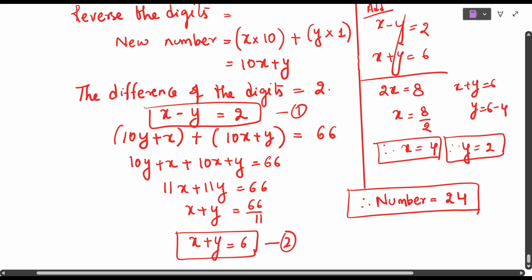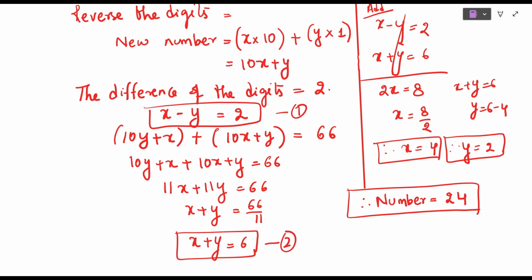The number is 24 and the reversed number will be 42. So the number may be 24 or 42. Both numbers we can have. If the number we got is 42, the reverse number will be 24, and if the number is 24, the reverse number will be 42. Did you understand, students?